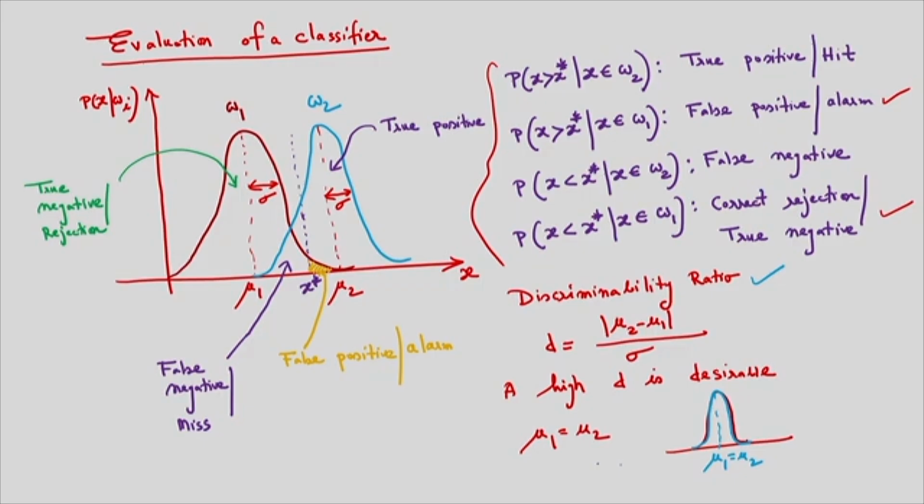Based on this, I can define one characteristic, which you already know: the receiver operating characteristics, based on this discriminability ratio. Move to the next slide. In the discriminability ratio, we consider the parameter d, which is the separation between the two means, mu2 minus mu1, divided by the parameter sigma. Based on this, we can consider the receiver operating characteristics.